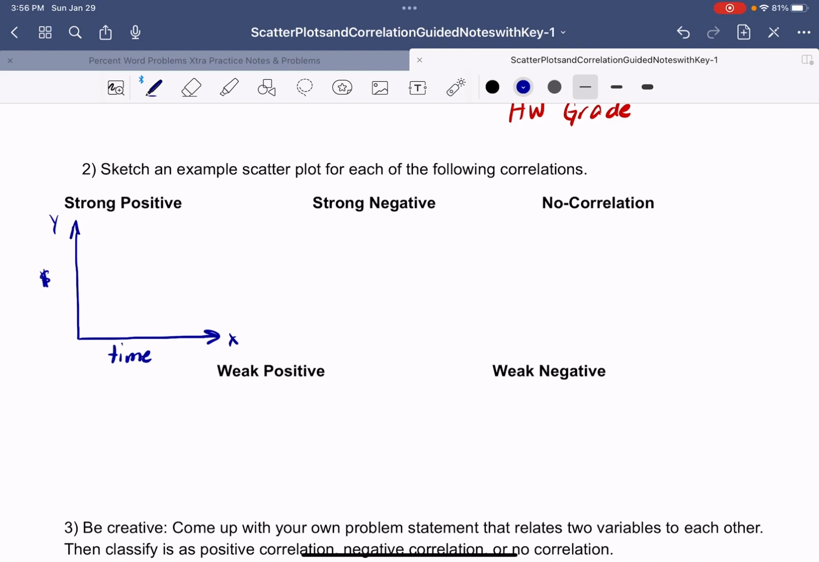Or height, or weight, or number of shoes, or whatever, okay? So not always, but the example above is not always the case. But when you see time, time is always on the x.